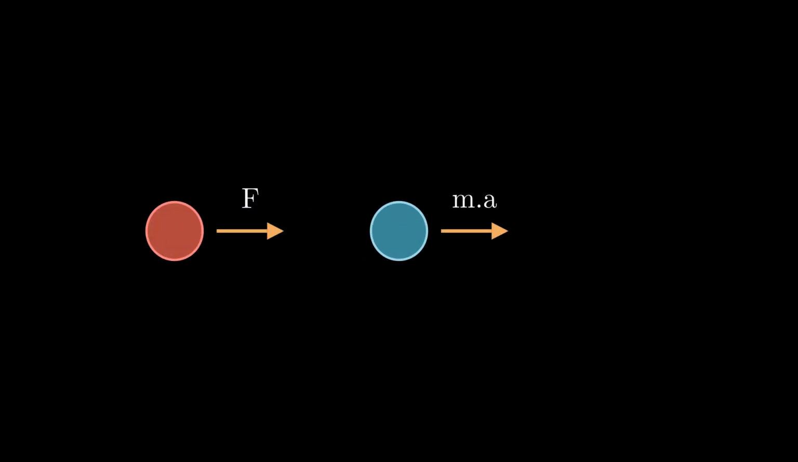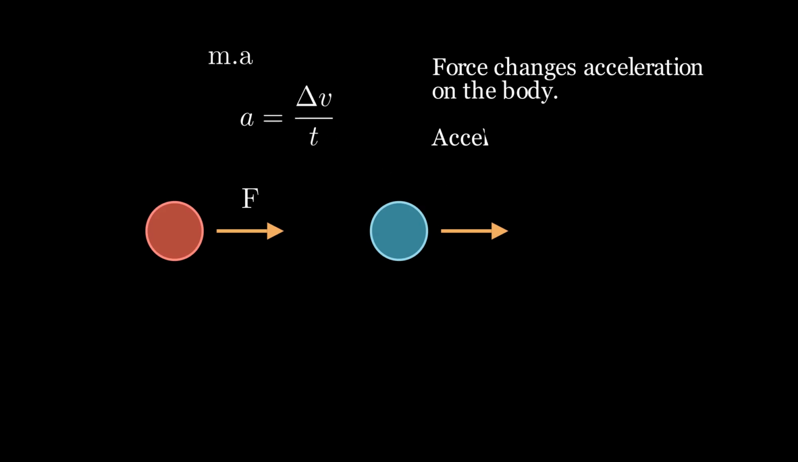Let's dissect this problem. First, a force is applied to an object at rest, which makes the mass start moving. That's because force equals mass times acceleration. Acceleration is simply the change in velocity per unit time. This means that the force causes the body to accelerate, and because of that acceleration, its velocity changes over time.